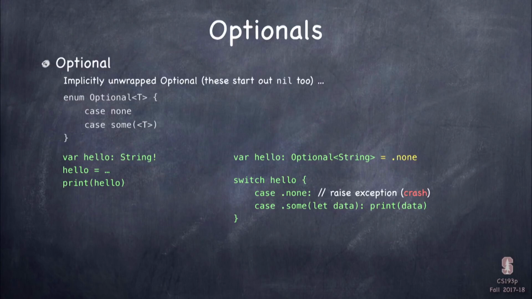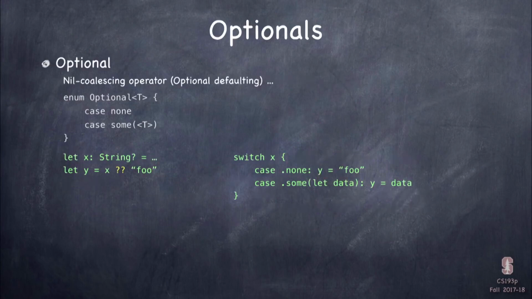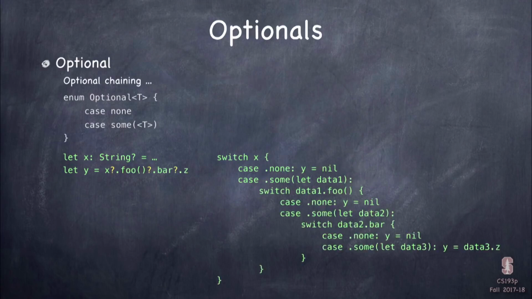Those start out as nil too because they're just optionals. The nil coalescing operator, which is that defaulting thing we used, if you remember in our code, we looked in our emoji dictionary, and if it wasn't there, then we returned question mark. That's just switching on it, and if it's in the case none, then it uses the default, the thing on the other side, and if it's in the case some, then it uses the thing it found, okay?